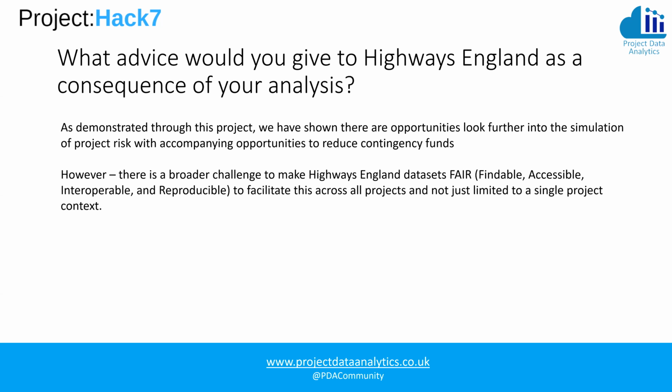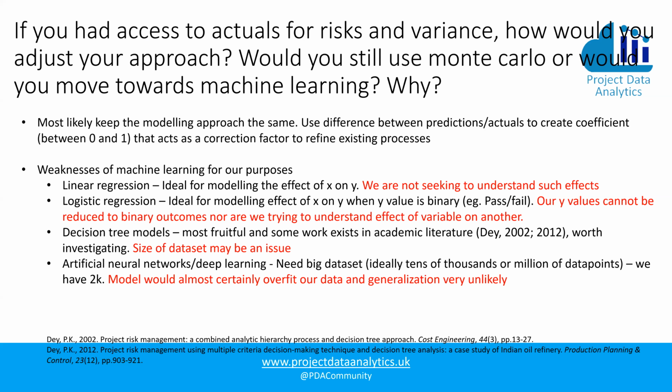And we strongly advise Highways England to look into these opportunities, although there are broader challenges to make Highways England datasets FAIR, that is to say, findable, accessible, interoperable, and reproducible to facilitate this across the entire Highways England project portfolio, rather than limit it to a single project context. Number 2, if you had access to actuals for risk and variance, how would you adjust your approach? Would you still use Monte Carlo methods, or would you move towards machine learning, and why?